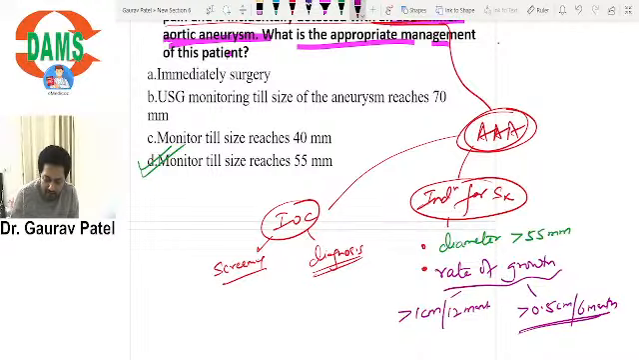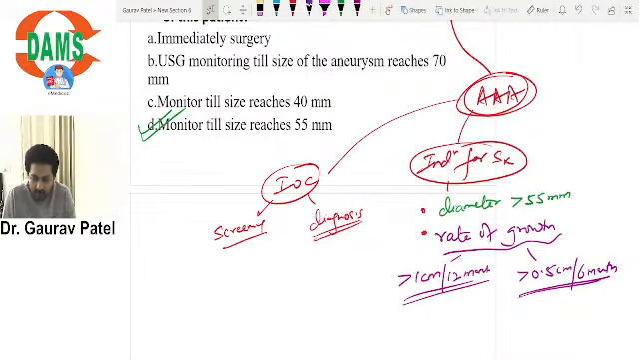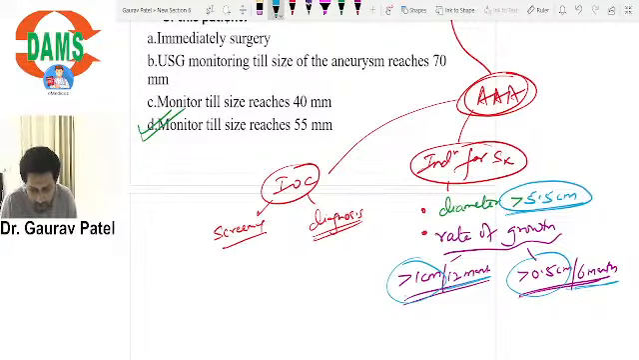You can remember it either as centimeter or millimeter, whatever you feel is correct. Let's remember it in the form of centimeter only. So more than 5.5 centimeter you have to operate. If the growth is more than 1 centimeter in 12 months or more than 0.5 centimeter in 6 months, then also you have to repair because the chances of rupture are high.